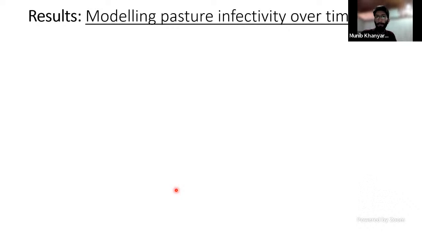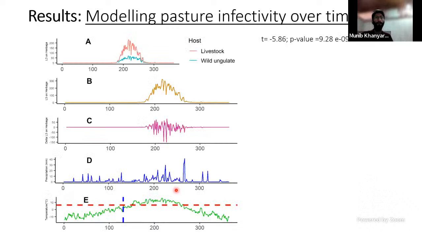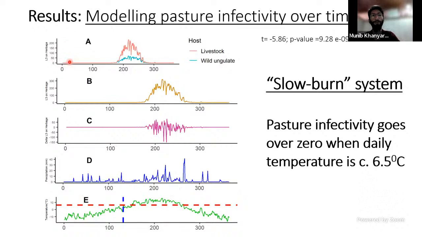So then we went ahead and modeled pasture infectivity over time. Lots going on in this graph, but I'll walk you through A, B, C, D, and E. For all of these, the x-axis is the number of days going from 1 to 365, 1 being the 1st of January for the year 2018. We did this, if I'm not mistaken, going to 31st December, the 365th day of 2018. And on the y-axis, we have different y-axes. So let's look at graph A.